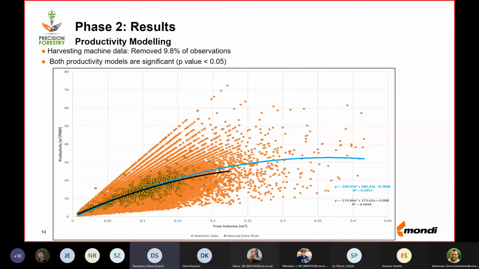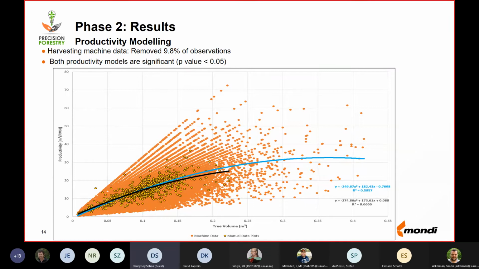Let's look at the results. In terms of the harvesting machine data side, we removed about 9.8% of the observations. What you're looking at now is a productivity curve model from both machine data and manual data plots. Here you're looking at the relationship between your tree volume in cubic meters and your productivity in cubic meters per productive machine hour. Both of these productivity models are significant at a 5% significance level.